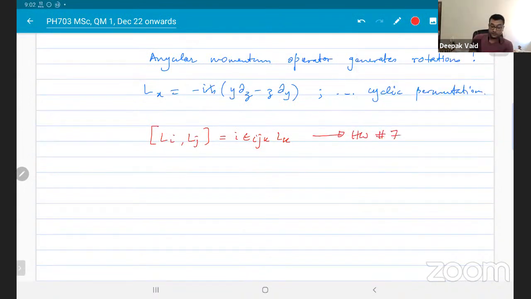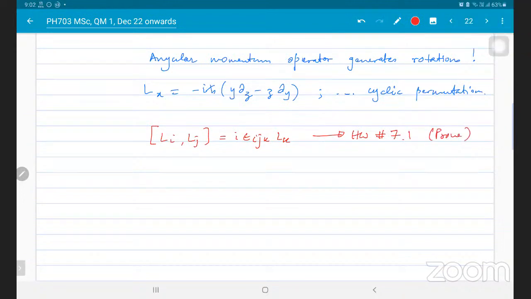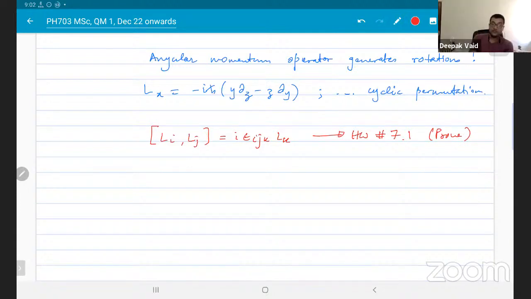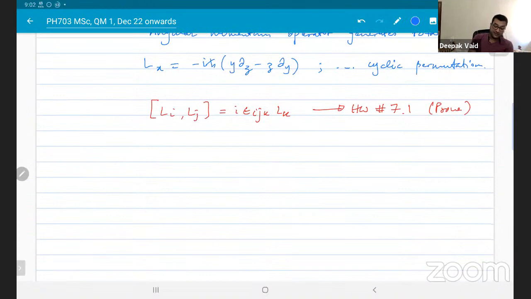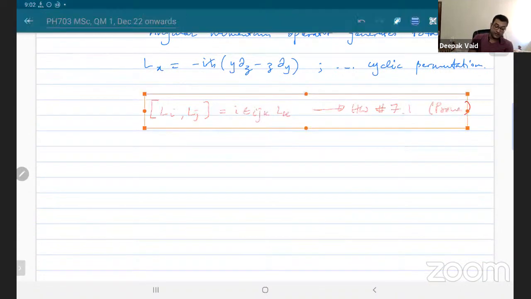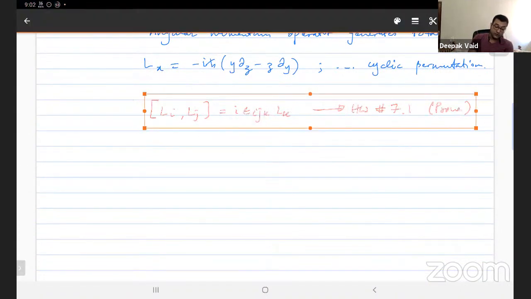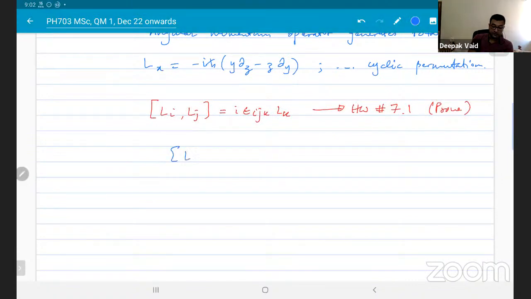Homework number 7. So we have done this in homework 6. अच्छा चलो ठीक है, फिर से कर लेना एक बार. ठीक है, if you have done this, fine. Okay, then what about this?